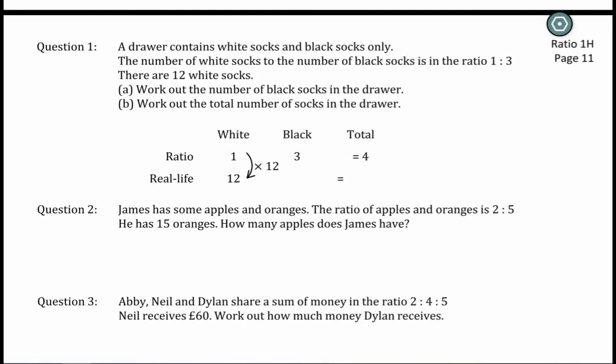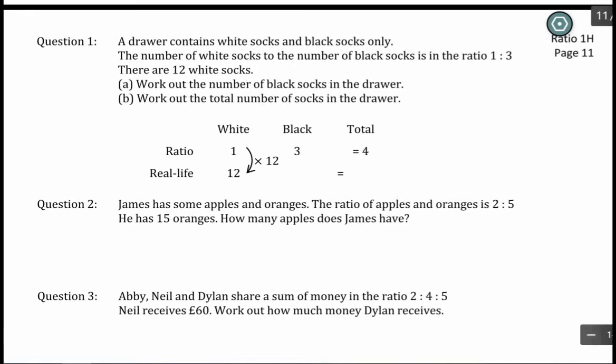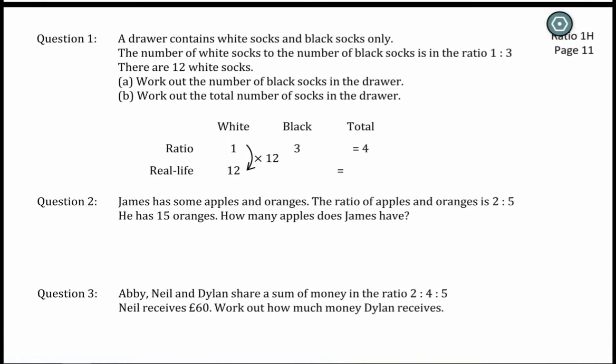Page 11 is all about different styles of asking ratio questions, mainly to do with differences in what they give you. Rather than giving you the total amount, they might give you, for example, on this question, it's about socks. They've given us the total amount of white socks that there were in the problem rather than the total amount of socks altogether. So let's have a look at some of these questions.